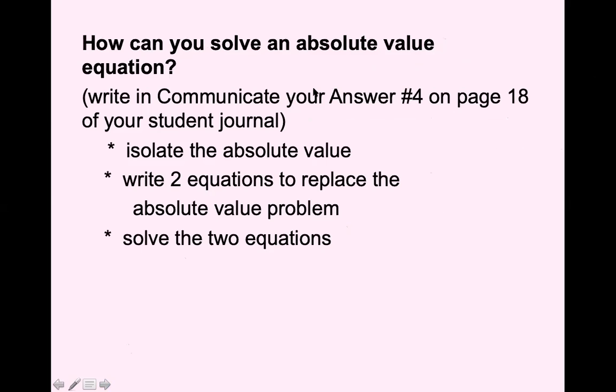Please add this to the communicate your answer section, number 4, on page 18 in your student journal. The question is, how can you solve an absolute value equation? There are 3 steps. Step number 1, isolate the absolute value. Step number 2, you're going to write 2 equations to replace the absolute value problem. And step number 3, you're going to solve those. Pause the video and write down these 3 things in the communicate your answer section on page 18 of your journal.